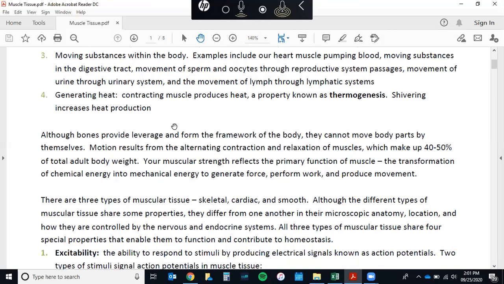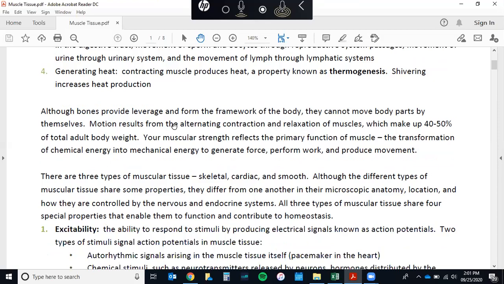The fourth function, generating heat, again relates mostly to skeletal muscle, although when cardiac and smooth muscle contract, they do generate heat. But we have so much more skeletal muscle that it relates more to skeletal muscle. The ability of contracting muscles to produce heat is a property called thermogenesis. The term means heat producing, because thermo means heat and genesis means to form or create. We take advantage of that by shivering when we're cold to increase our heat production.